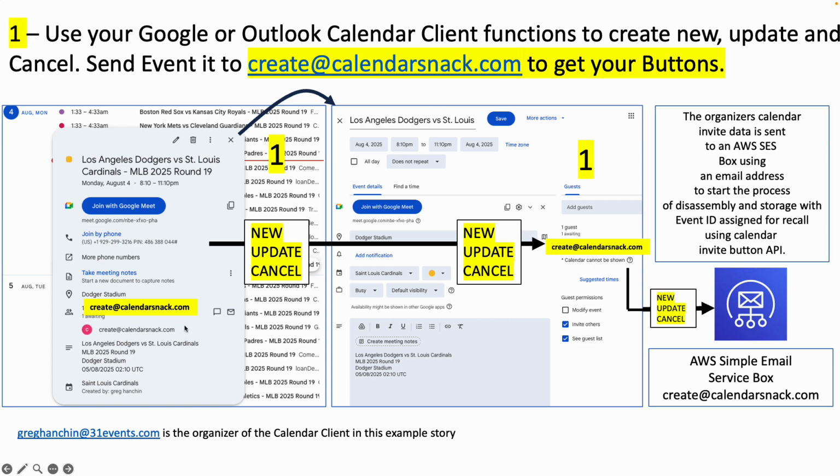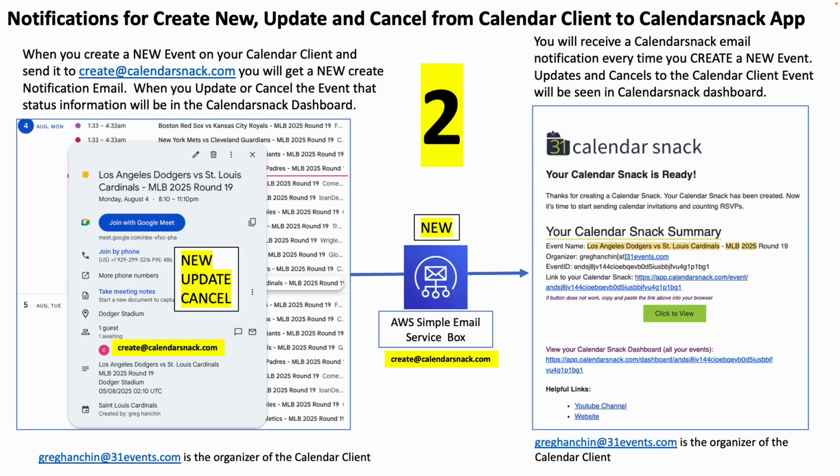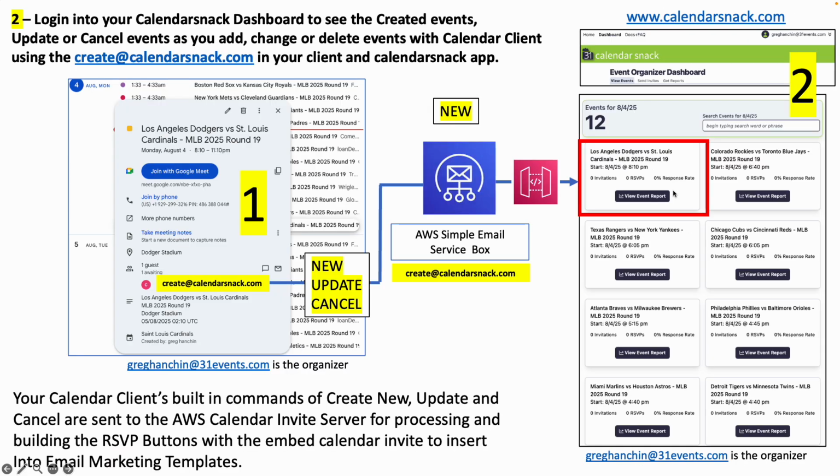Using the create@calendarsnack.com, you're going to follow this workflow. Anytime you change data here, it's going to change it in the AWS system and then update your buttons. It's that simple. So here again, once you do a new event off your calendar client, you're going to get a notification. Every time you do that, they're stored and you can view them in the Calendar Snack engine. So that said, this is the viewer here.